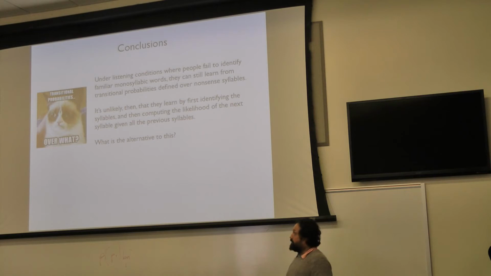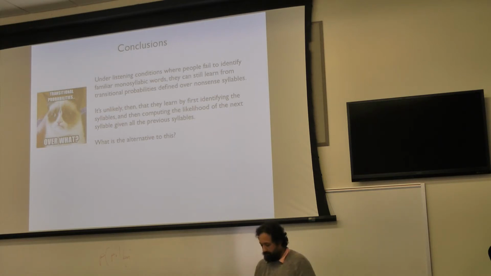So, some preliminary conclusions there. Well, under listening conditions where people fail to identify familiar monosyllabic words, they can still learn from transitional probabilities defined over nonsense syllables. So it doesn't seem very likely that they learn by first identifying the syllables and then computing the likelihood of the next syllable given the prior syllable, because they can't identify syllables even when they're real English words, right? So it just dramatizes the problem that we're about to talk about.